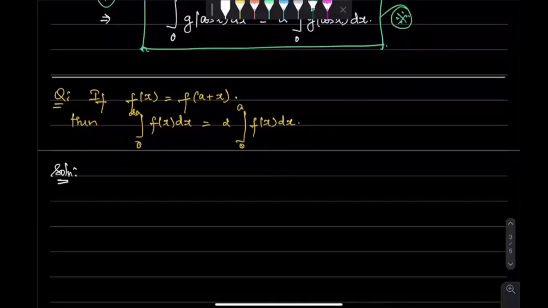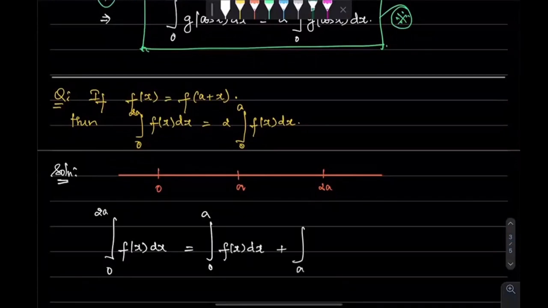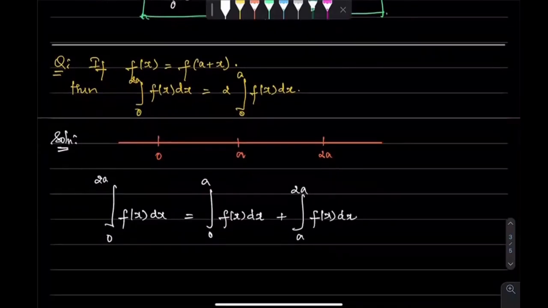See, it is given as 0 to 2a. Understand it in this way. I take an interval 0 to 2a. So what is the midpoint here? A. So can I write integral 0 to 2a f of x dx as integral 0 to a f of x dx plus, what is next, a to 2a f of x dx? Can I write it like this?